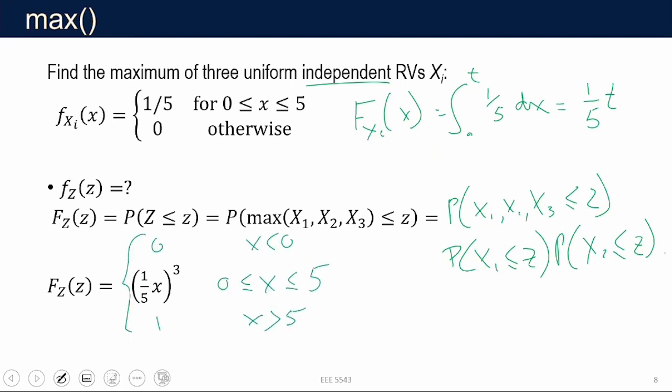And so now to find the density function, all we have to do is take the derivative of it and assign proper limits to it. So the derivative of it is this. And once again, this is going to be defined from 0 to 5. And it's going to be 0 otherwise.